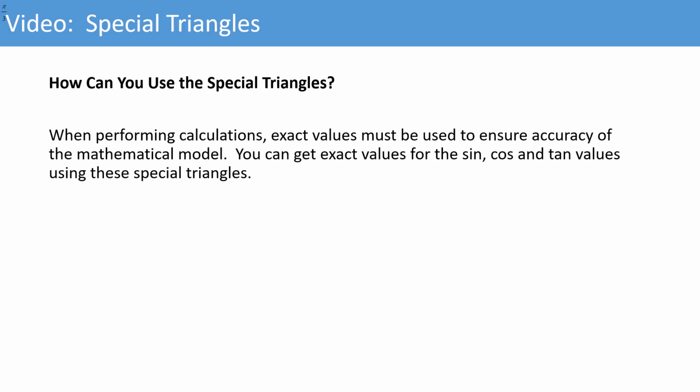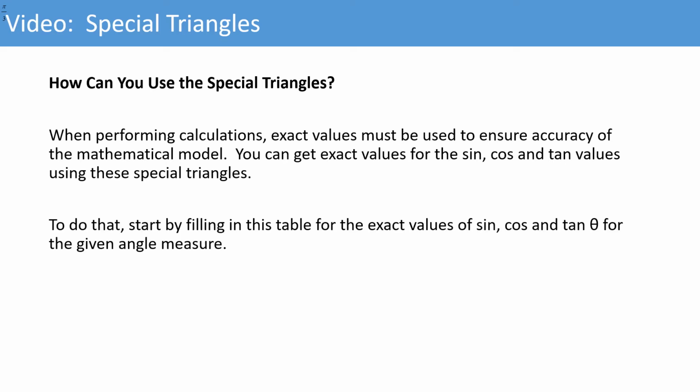But how can you use the special triangles? When performing calculations, exact values must be used to ensure accuracy of the mathematical modeling. You can get exact values for the sine, cos, and tan of these angles using special triangles. To do that, let's take a look. Start by filling in this table for the exact values of sine, cos, and tan for the given angle measures. I would also add this to your quick reference guide.